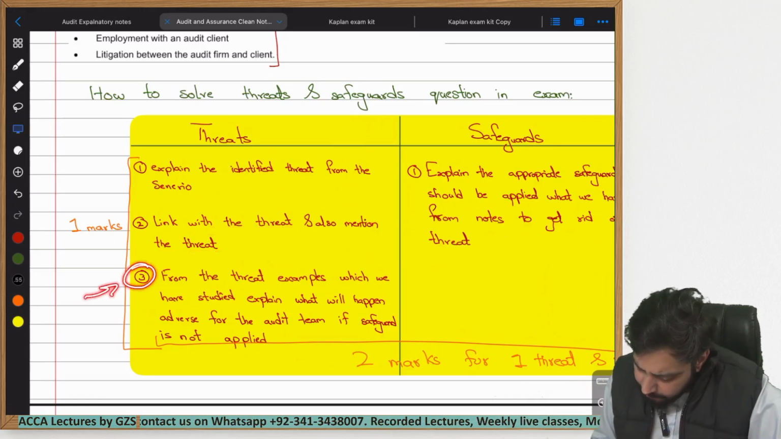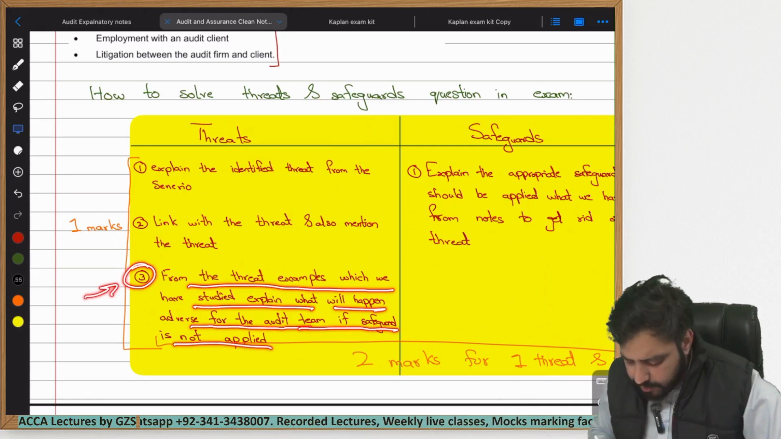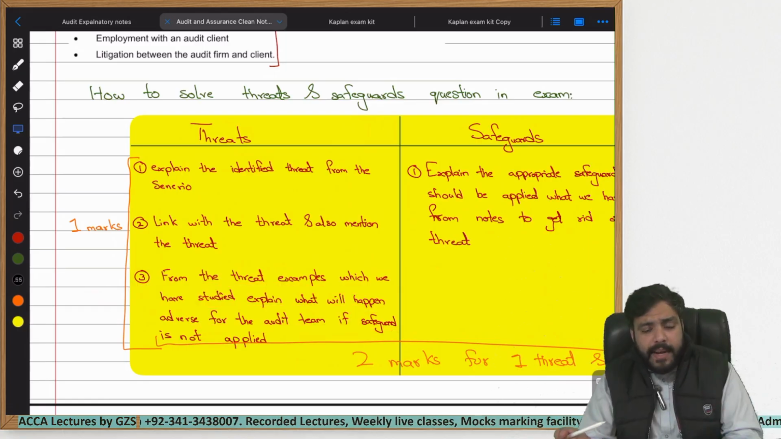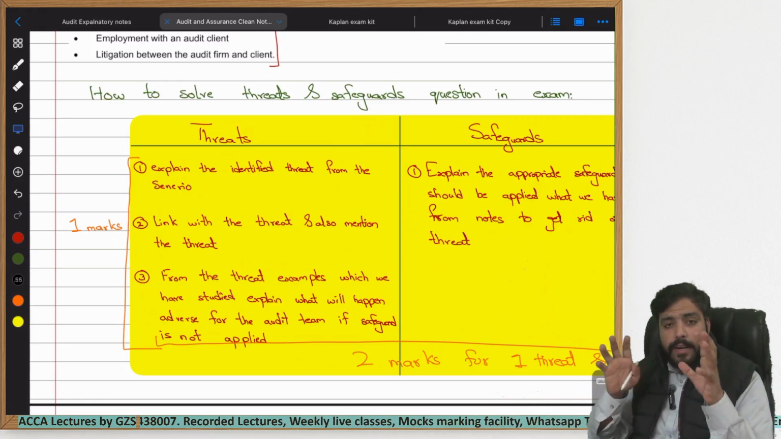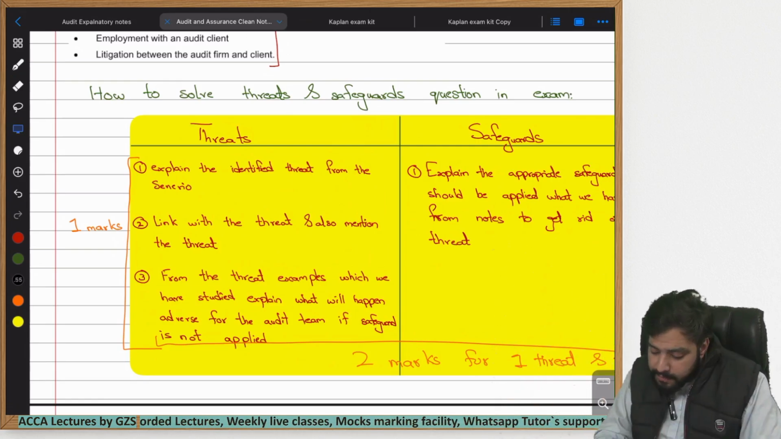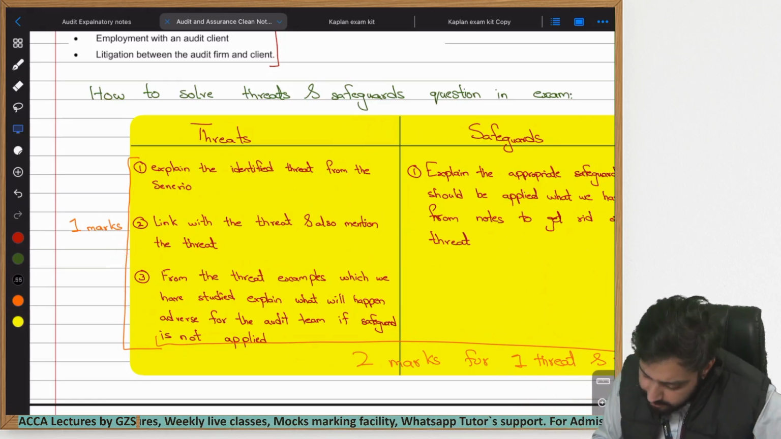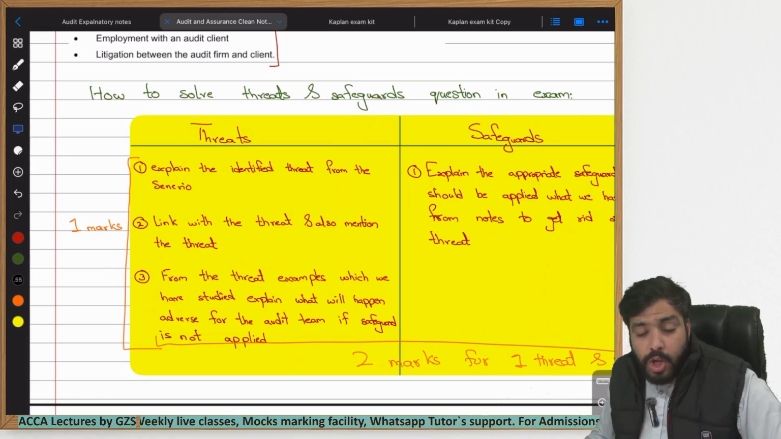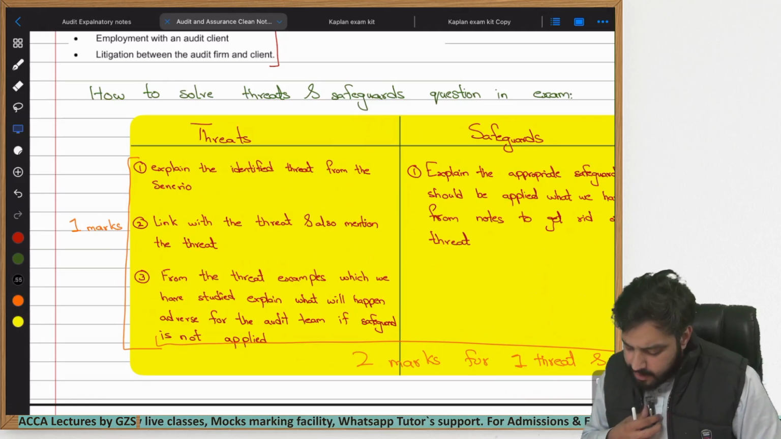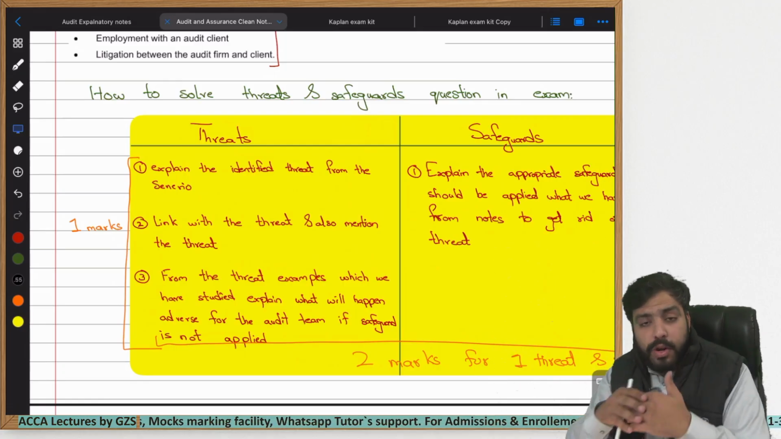Number 3 would be, from the threat examples which we have studied, explain what will happen adverse for the audit team if the safeguard is not applied. So for example, if the fee dependency threat is not reduced, what is the adverse thing that would happen for the auditor itself? Obviously, in the long term, they are going to lose their independence, but we can't just say in every single type of threat that the auditor is going to lose their independence if the threat continues and if no safeguard is applied. No, you will have to properly explain the reason or the situation in the future that is going to occur if this threat is not reduced or if the safeguard is not applied.